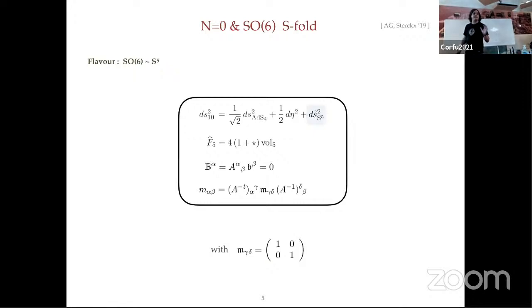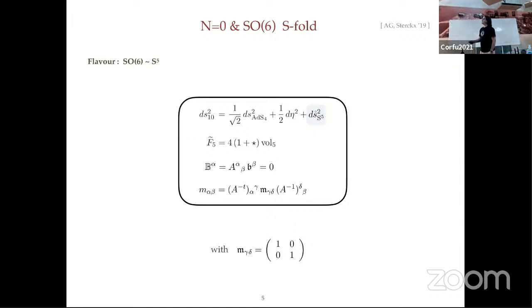Several types of backgrounds have been found in 10 dimensions. Let me show you the simplest one, which is a background that is non-supersymmetric and preserves SO(6) symmetry. This SO(6) symmetry is a symmetry that you see in the geometry. It is really the isometries of the S5. Later, when I briefly mention some AdS/CFT statements, this SO(6) symmetry is going to be a flavor symmetry in the conjectured AdS4/CFT3 field theory dual. So this is what I mean by an S-fold solution.